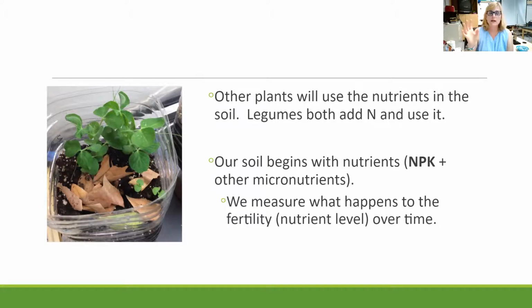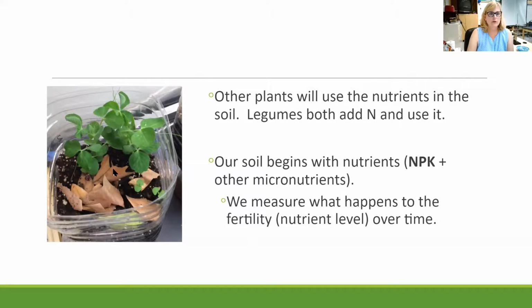So this is why farmers or gardeners who want to increase the nitrogen in their soil, they'll plant legumes. Soy is one. We have peas and beans, but soy is kind of a big one. You can sell your soy crop, and then also it adds nitrogen to your soil.